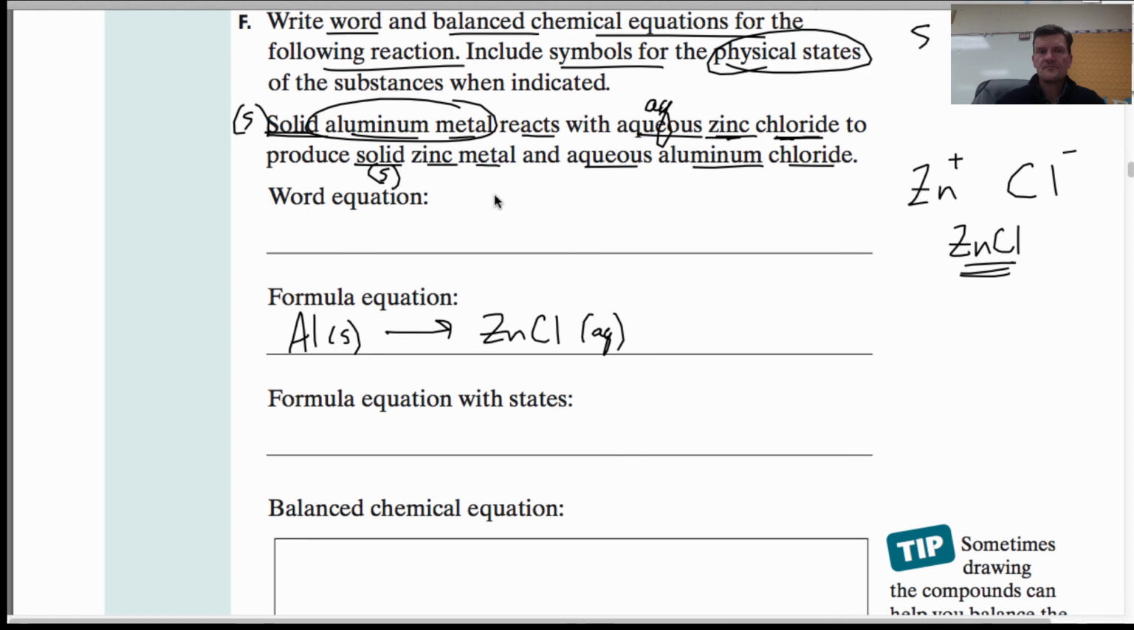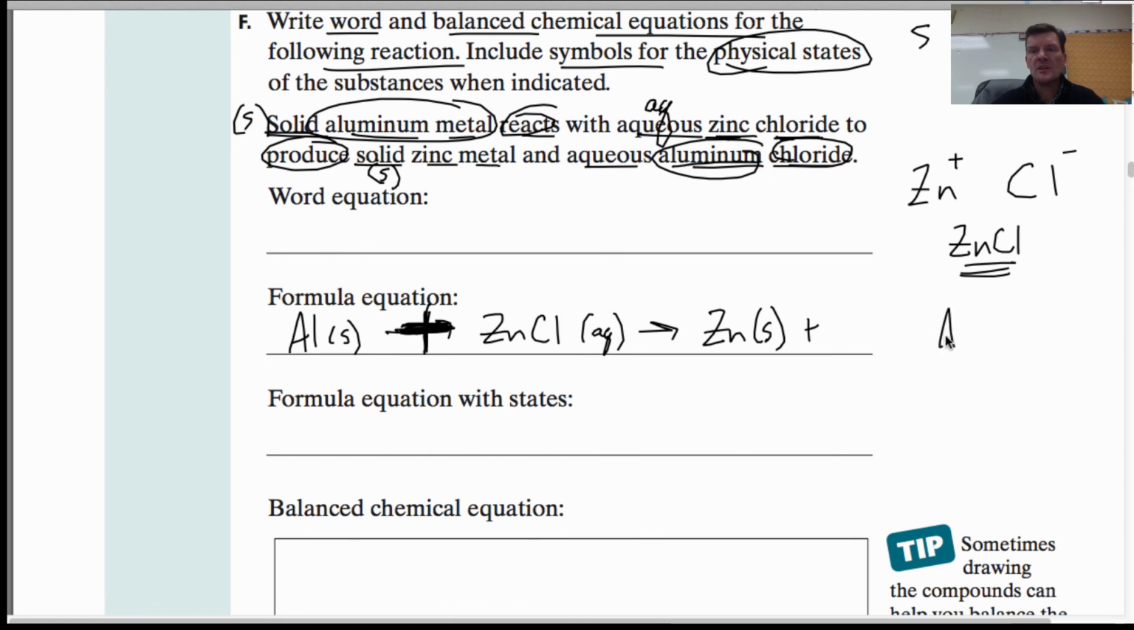Okay? What is going to else? Oh, sorry. I'm sorry. It reacts with this. It doesn't produce this. I apologize. This is a plus sign here. Plus sign, okay? All right. Now we're going to produce. There we go. Now we put our arrow in. Okay, we're going to produce solid zinc metal. This is zinc, just zinc all by itself, solid. And what? Aqueous aluminum chloride.